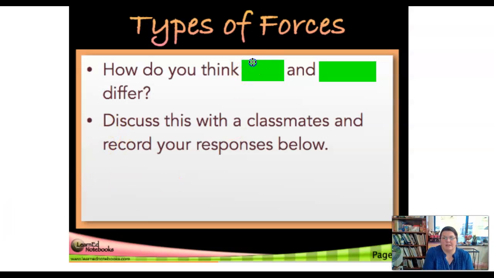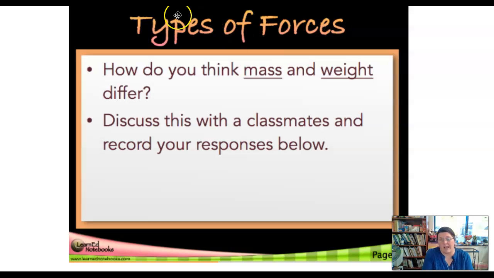How do you think mass and weight differ? This says to discuss it with classmates and record your responses below, but we know that in this situation we can't. So pause the video, write down your thoughts on how you think mass and weight are different. Think back to our previous unit. We talked some about mass and weight then.